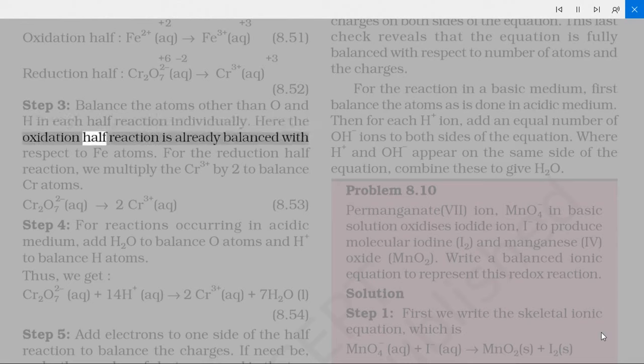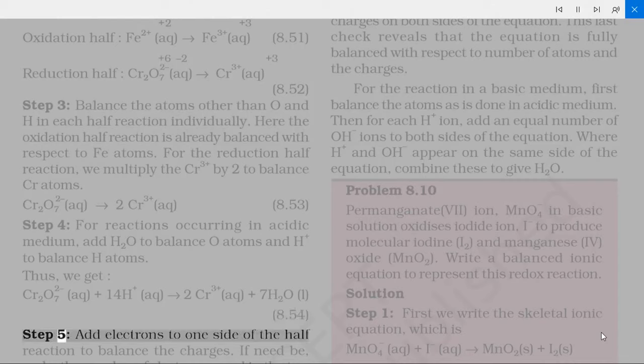Here the oxidation half reaction is already balanced with respect to Fe atoms. For the reduction half reaction, we multiply the Cr³⁺ by 2 to balance Cr atoms. Cr2O7²⁻(aq) → 2Cr³⁺(aq) (8.53). Step 4. For reactions occurring in acidic medium, add H2O to balance O atoms and H⁺ to balance H atoms. Thus, we get Cr2O7²⁻(aq) + 14H⁺(aq) → 2Cr³⁺(aq) + 7H2O(l) (8.54).